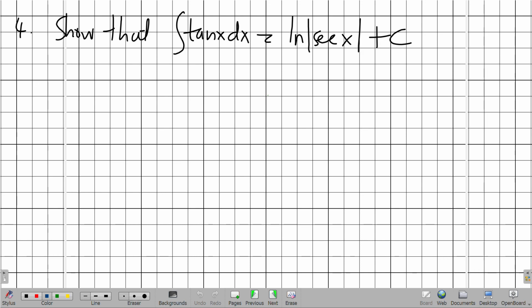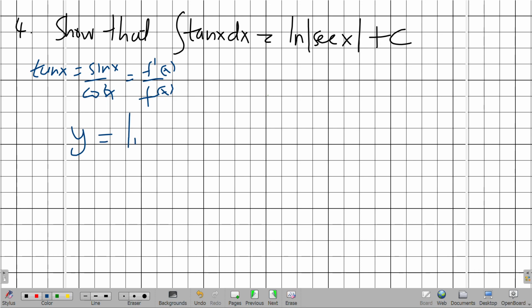The last question. So if you're following my videos, I'm going to do the same questions using substitution as well. The last question will be show that the integral of tan x is equal to natural log of sec x plus c. So a quick reminder that this is a quotient of this form which also meets this criteria. So as a result, we can just say the integral of tan x should be the same.